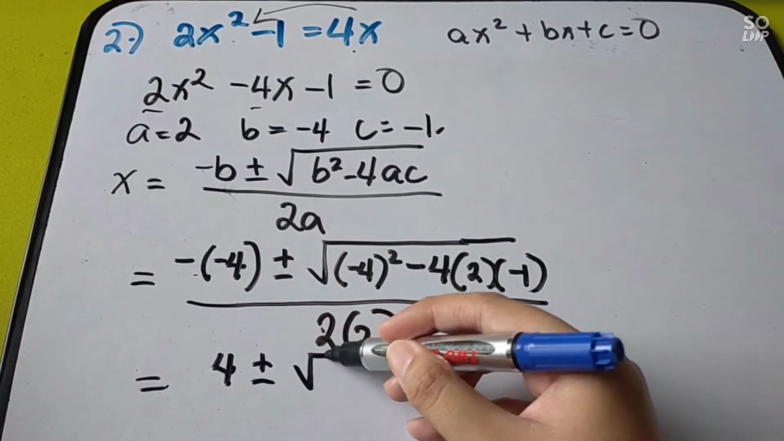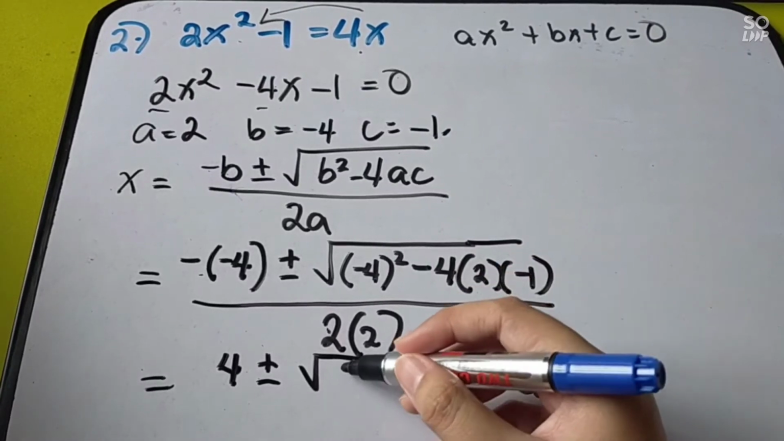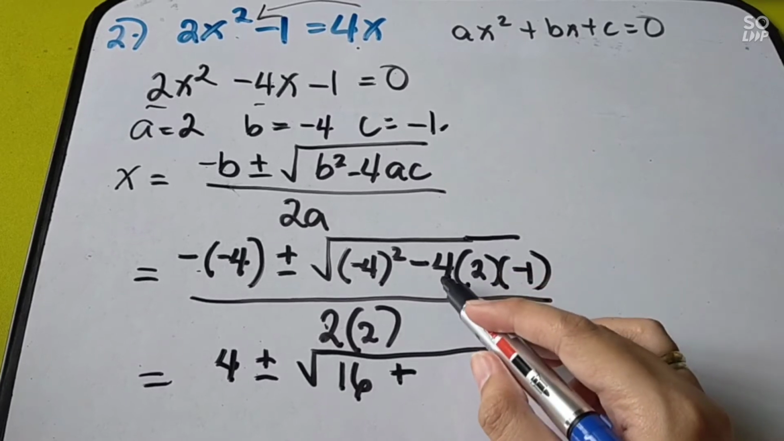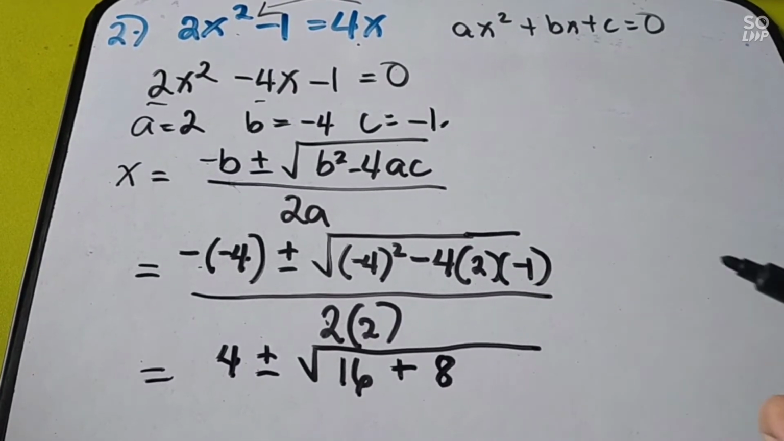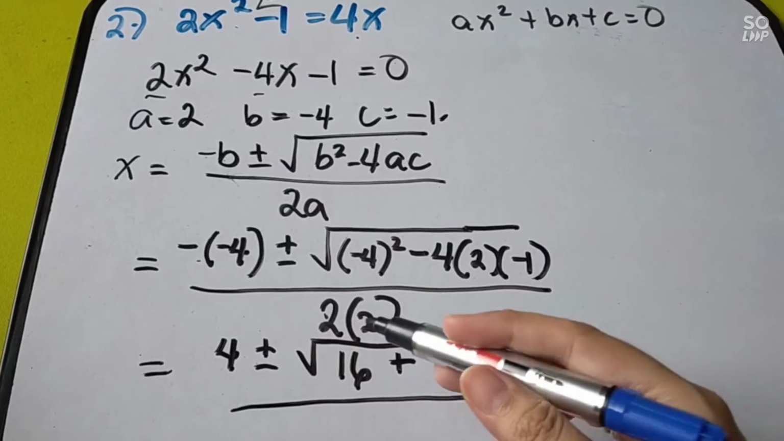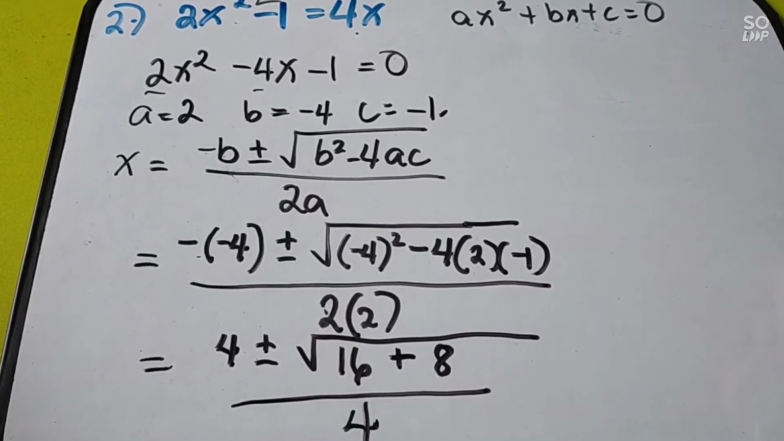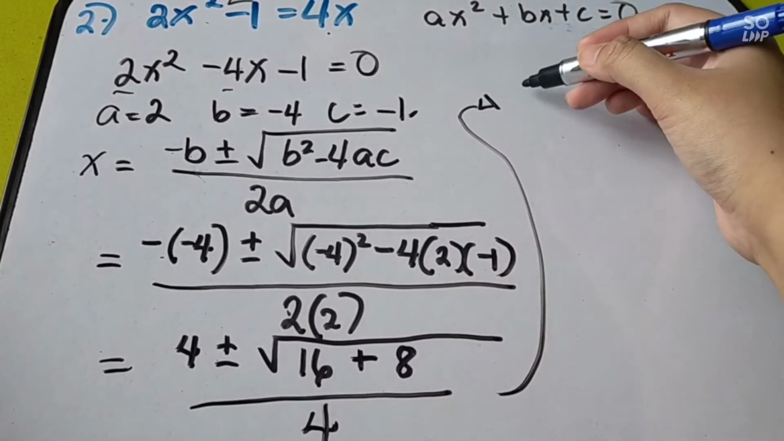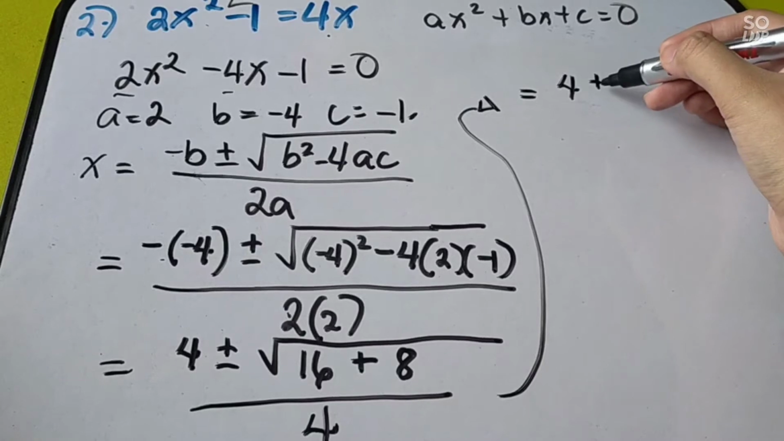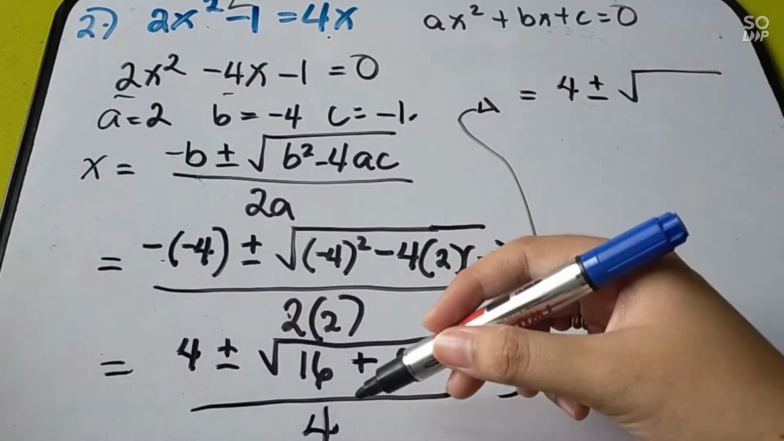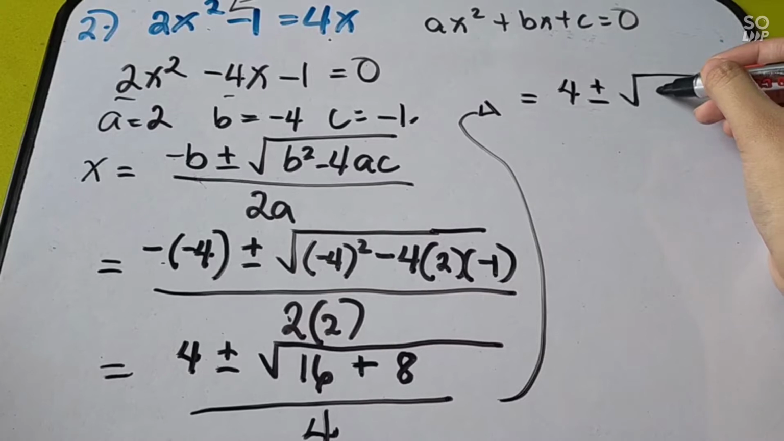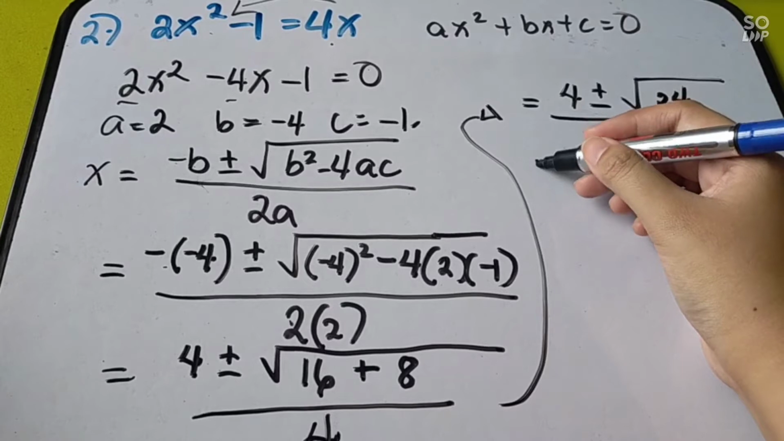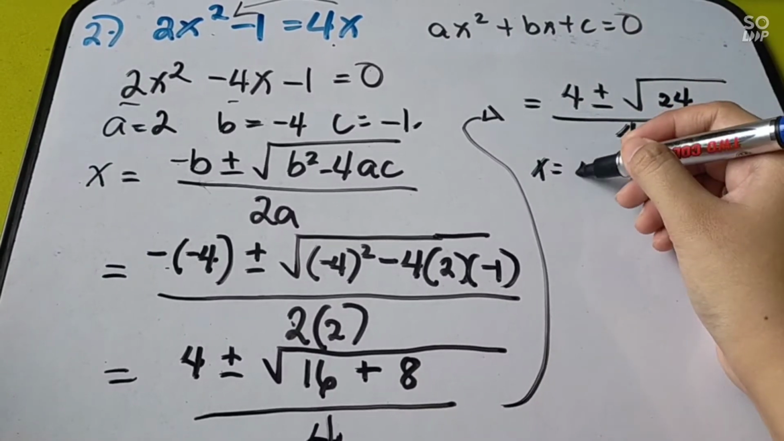Positive and negative square root of 4 squared, we have positive 16. Then, dalawang negative becomes positive. So, 4 times 2, you have now your 8. Then, divided by 2 times 2, that is 4. Afterwards, simplify natin itong 16 plus 8. Dito na tayo sa taas. So, it is equal to 4, positive and negative square root of 16 plus 8, that is 24, all over 4. Then, we have x is equal to, square root lang natin, 4.